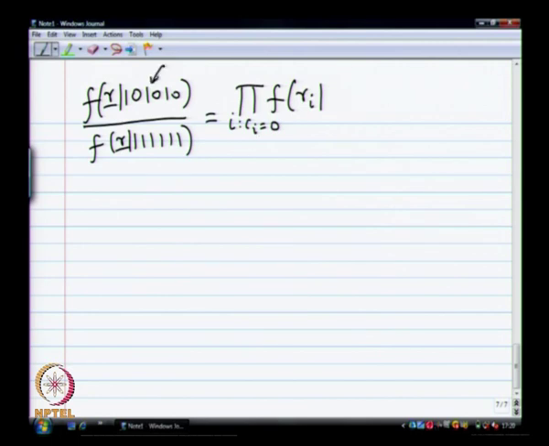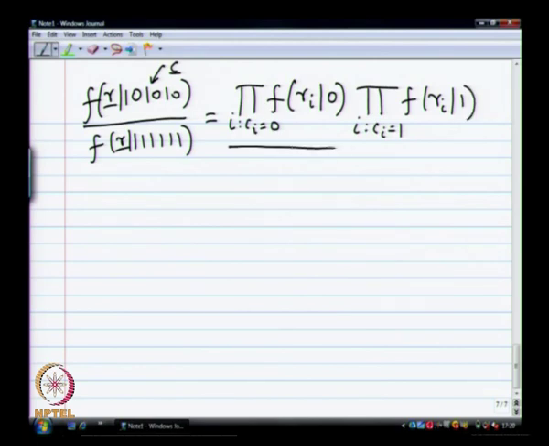Suppose this vector is some c. f of r_i given 0, right. Then you also have a product over i such that c_i is 1 of f of r_i given 1, right. In the denominator what do you have? All of them are 1s, right. So the product over all i.